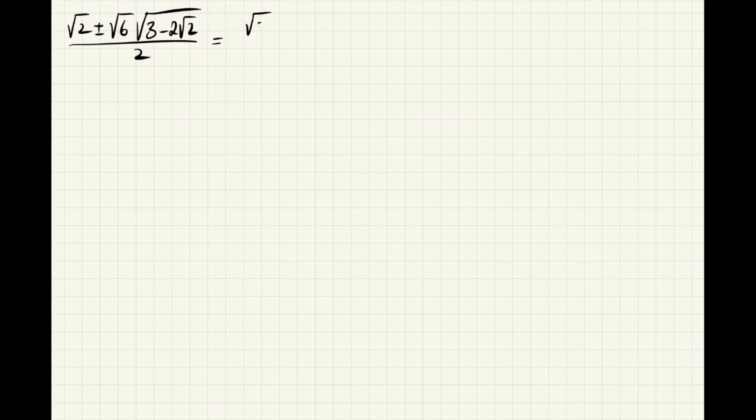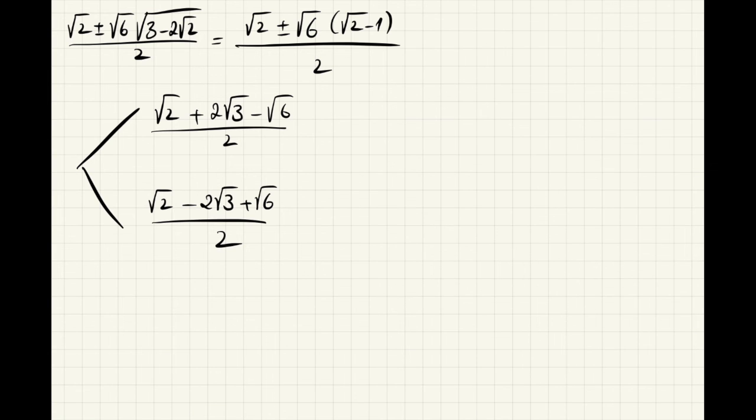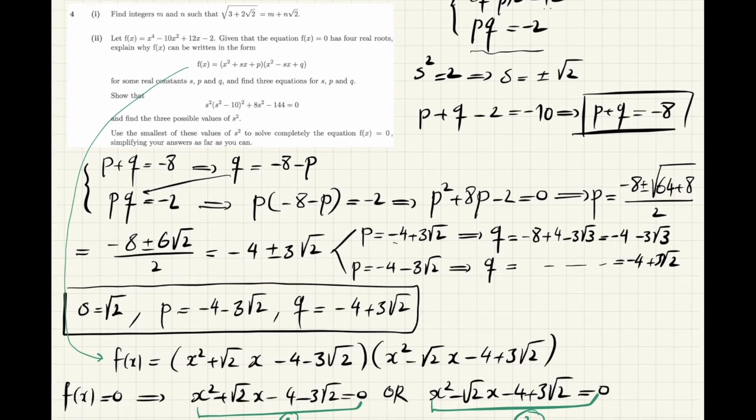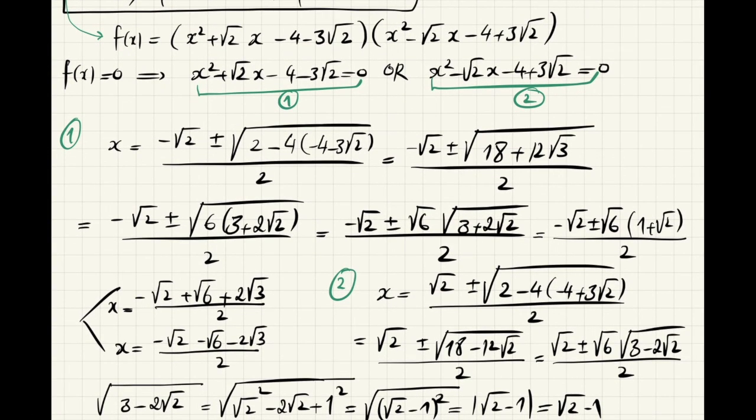So it becomes a square root of 2 plus and minus a square root of 6, and if you remember, it was a square root of 2 minus 1 divided by 2. So then again I have two answers, so it's square root of 2 plus square root of 12, which is 2 square root of 3, and then I have minus a square root of 6 divided by 2, and then I have a square root of 2 minus 2 square root of 3 plus a square root of 6 divided by 2. Yes. So if I go back and copy the solutions from the first one, then we can have all of them next to each other.